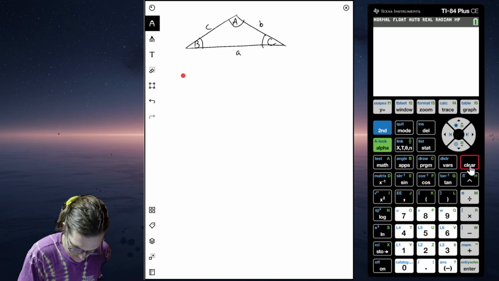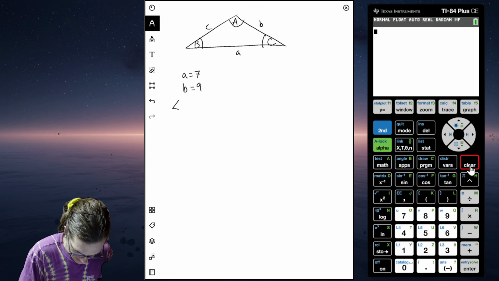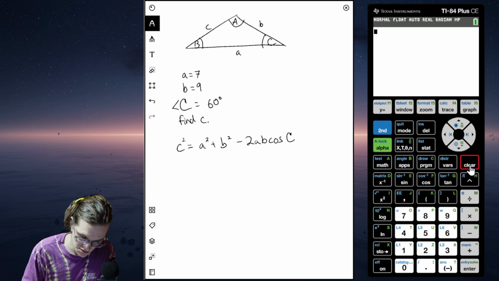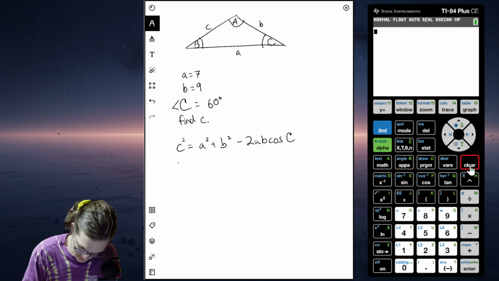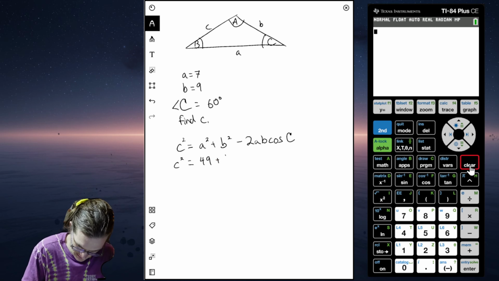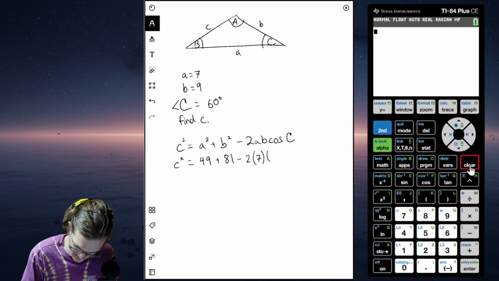And the known information is that side A is 7, side B is 9, and angle C is 60 degrees, and we're asked to find side C. So all we have to do is set it up, right? Plug in what we know. C squared we don't know. A squared is 49. B, if you square that, is 81. Minus 2 times A is 7, B is 9, times cosine of 60 degrees.